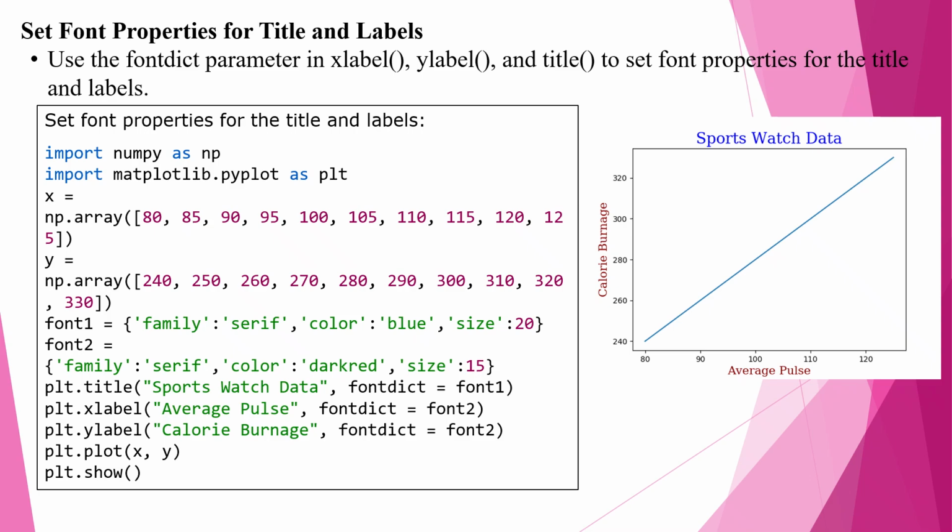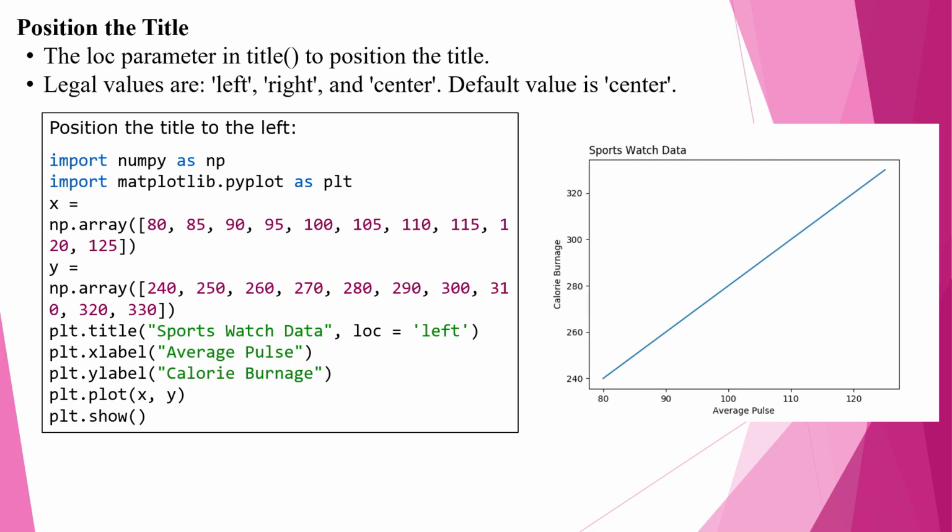it more prominent. The xlabel and ylabel functions use font2 to style the axis labels with a different color and slightly smaller size. The plot function is then used to draw the graph, and finally the show function displays the styled plot. This customization improves the visual appeal and readability of the graph by making important text elements stand out clearly.